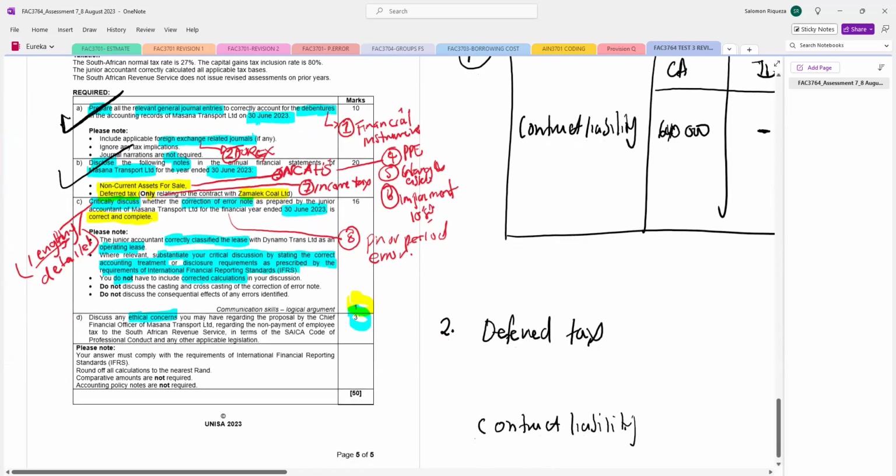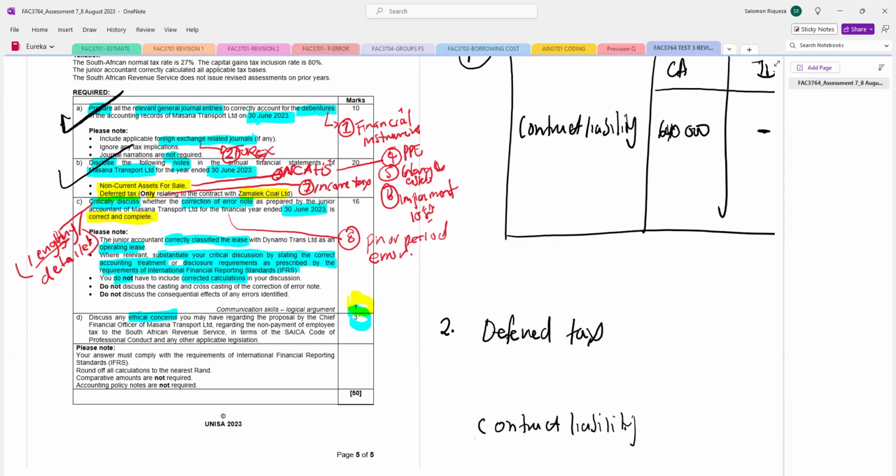Hey guys, remember D, you do this D as homework. This one is just a general knowledge thing. I don't think it's necessary for us to do it in class. Right. Okay, let's look at C. Critically discuss. Oh, before I move on, guys, do we have any question? Any question on revenue? Okay, I'll move on. C, critically discuss whether the correction of error note as prepared by the junior accountant of Masana Transport Limited for the financial year ended 30 June 2023 is correct and complete.